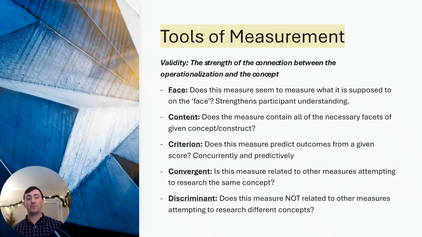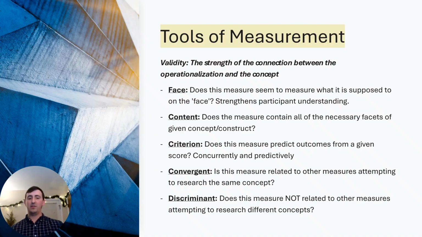The next one down is criterion. Does this measure predict outcomes from a given score? If I get a score on someone's depression survey, does that score actually tell me, yes, they are depressed, or predict that they could be depressed, or support a hypothesis? This one's more about numbers.